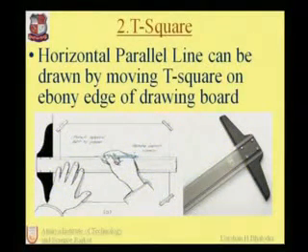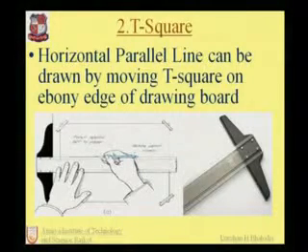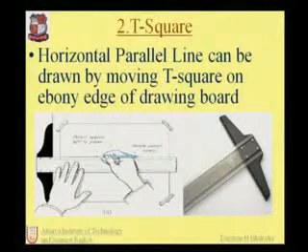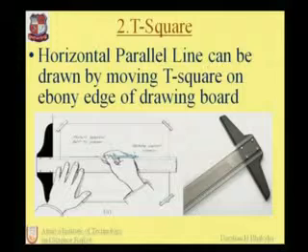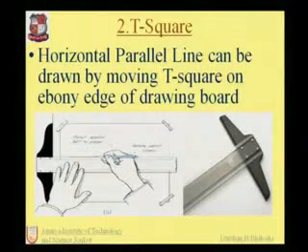Okay, the figure shows the use of the T-square. On a sheet, we can use the T-square just by sliding it on the drawing board. As we saw earlier, we can slide the T-square along the ebony edge of the drawing board, and we can draw straight lines and parallel lines just by sliding the T-square on the drawing board in the sheet. The second picture shows the photographic view of the T-square, which is transparent in nature.